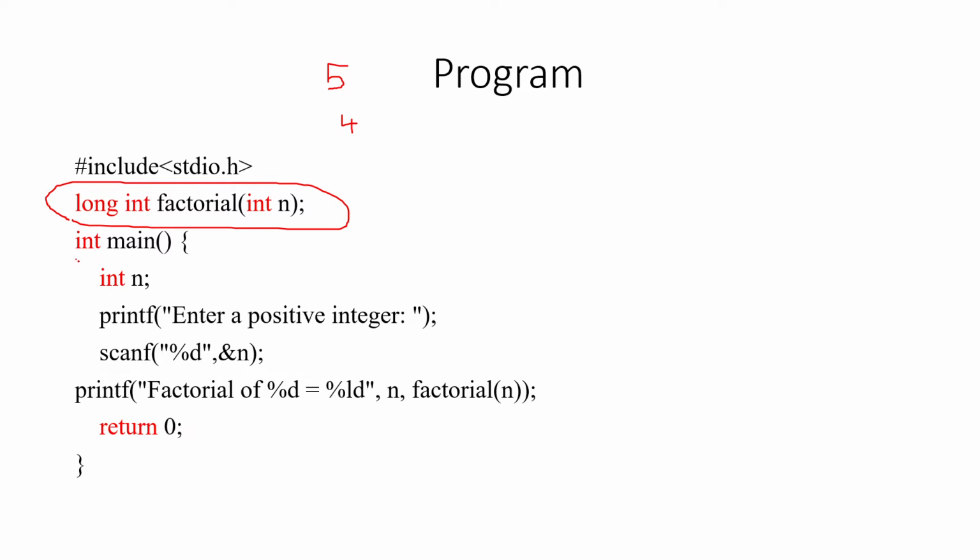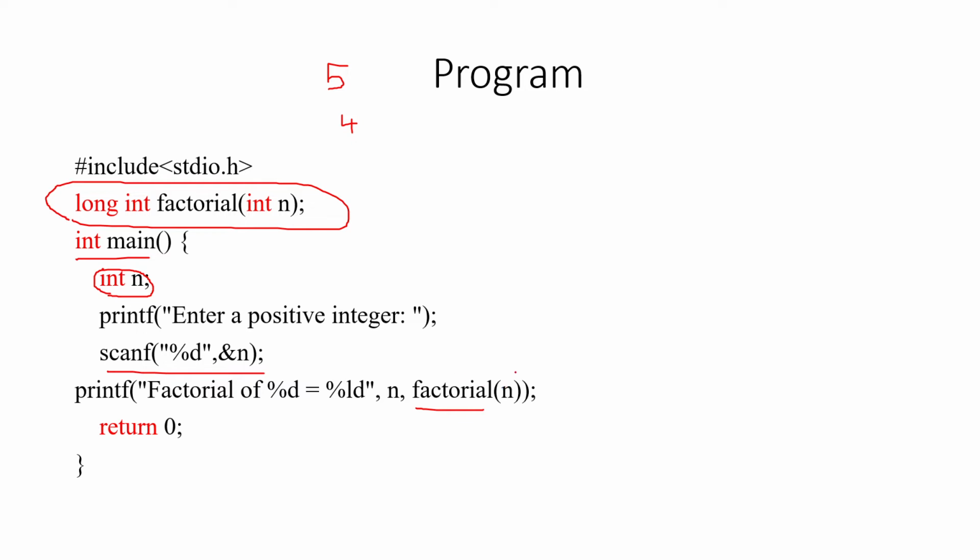So here this is the main function, int main. Then I am declaring a variable, n, and getting that number from the user using scanf. This is a printf, enter a positive integer, then I get one input from the user, that is n. Here I am calling the function. This is the function call, factorial. Whatever name I used in the function prototype, I use the same name here: factorial of n. The variable n is what I am passing.